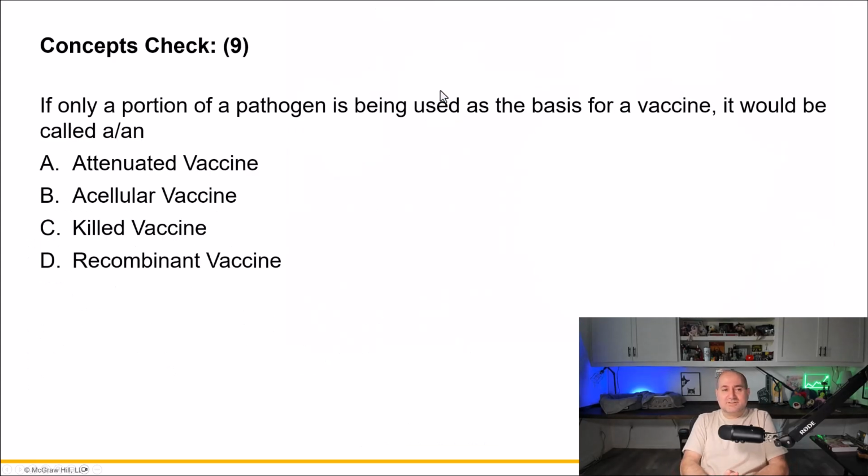Concept check. Last concept check here. Concept check number 9. If only a portion of a pathogen is being used as the basis of a vaccine, would it be an attenuated vaccine? No, because that's the whole cell or the whole bacteria. Is it an acellular vaccine? Yes, because it's just a portion of a cell, not a whole cell. So I would say B.